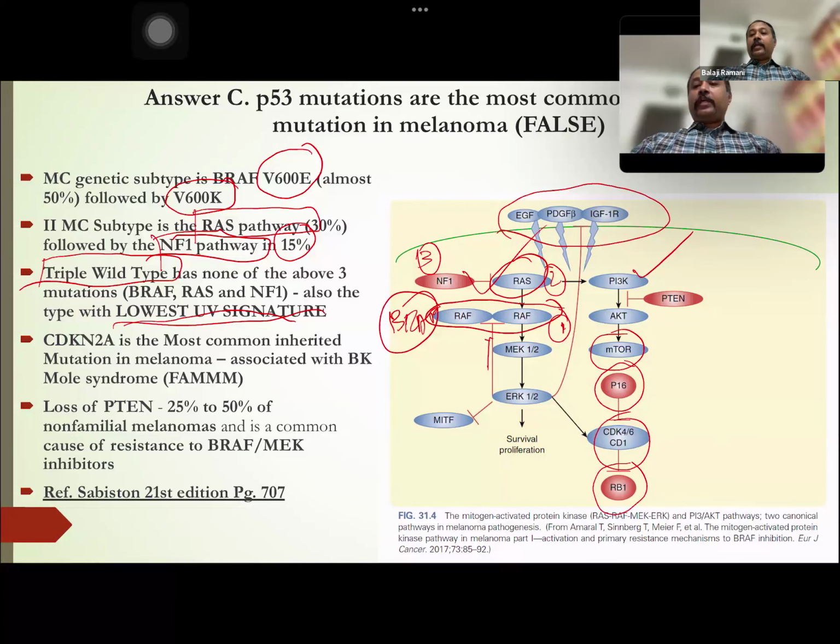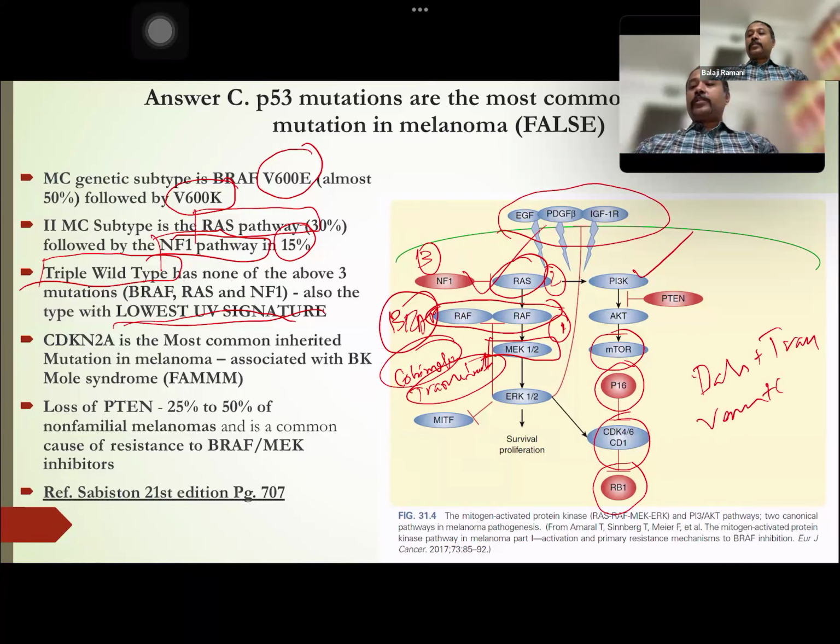And then the MEK inhibitors are the next level. So if you look at it, the MEK inhibitors like cobimetinib and trametinib. These are the two drugs. So a combination of dabrafenib plus trametinib or a combination of vemurafenib plus cobimetinib. So these are two combinations that are currently preferred in stage 3 melanomas.